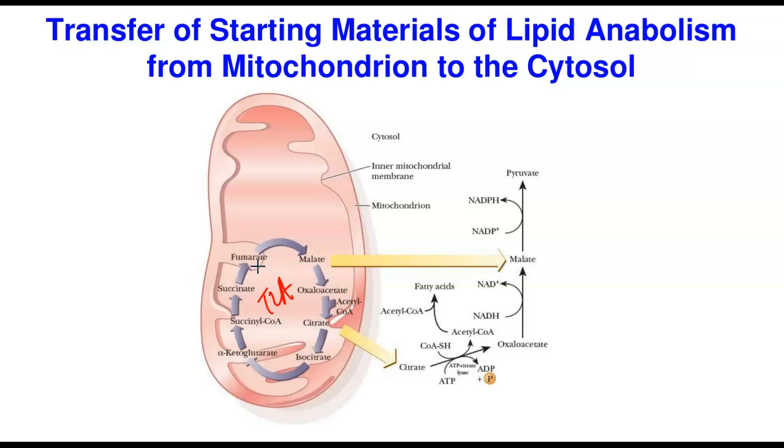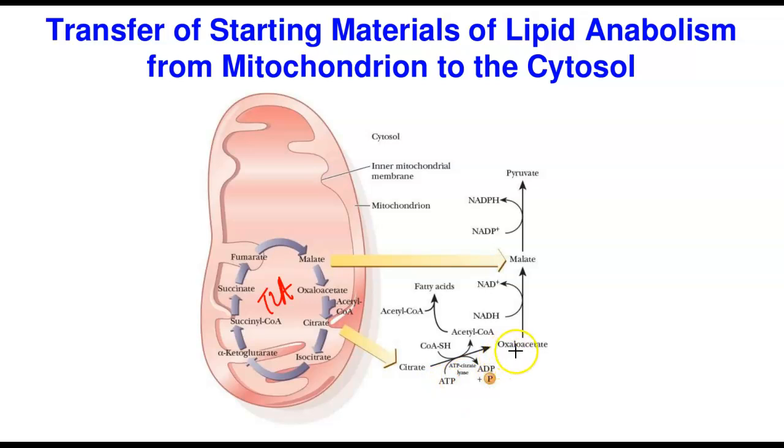Again, remember, for lipid anabolism, most anabolic pathways take place in the cytosol, right? But it starts from what? The mitochondria, and then moves to the cytosol. So look at what is happening here. So this is the citric acid cycle. Now, look at what happens here. Citrate, which is a part of the TCA cycle, leaves the mitochondrial walls and gets outside.